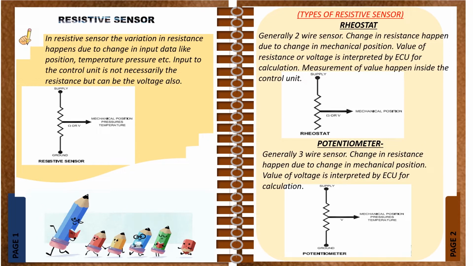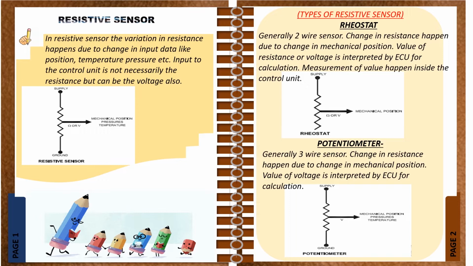Types of resistive sensor. Rheostat. Generally a two-wire sensor, change in resistance happens due to change in mechanical position. Value of resistance or voltage is interpreted by ECU for calculation. Measurement of value happens inside the control unit.